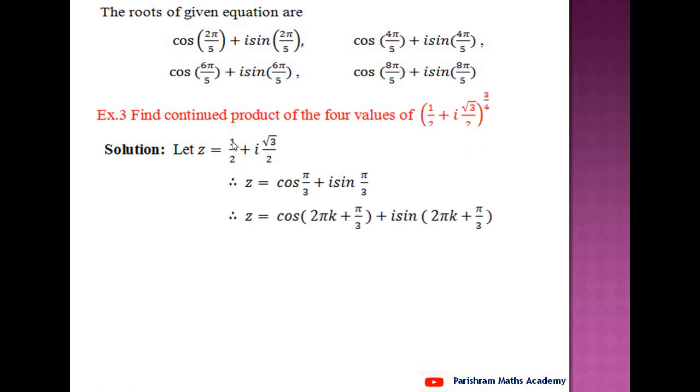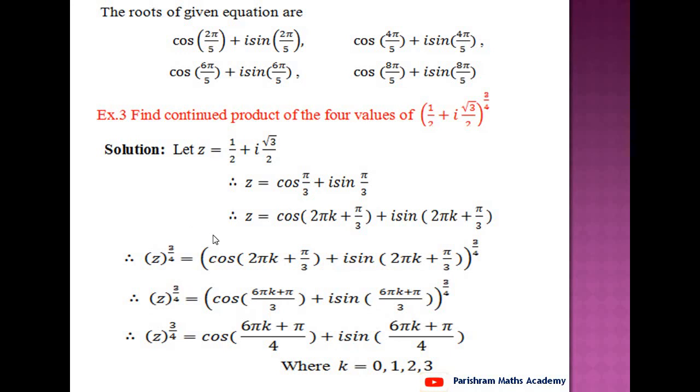First you can take z equal to 1 by 2 plus i into root 3 by 2. This 1 by 2 is same as cos of pi by 3, root 3 by 2 is same as sin pi by 3. Cos pi by 3 can be expressed as cos of 2 pi k plus pi by 3 plus i into sin of 2 pi k plus pi by 3. We can simplify this. We get cos of (6 pi k plus pi) upon 3. Here we can take this value of z.